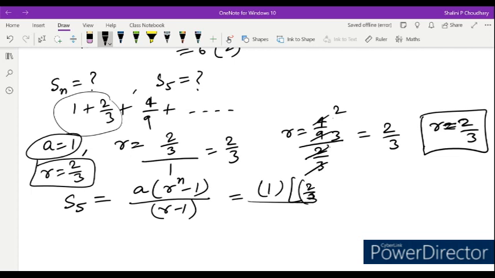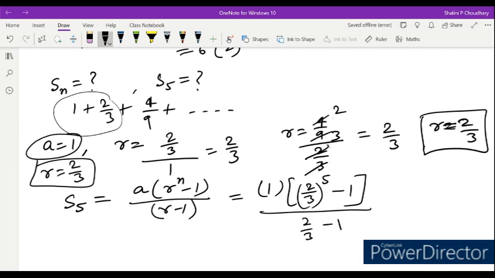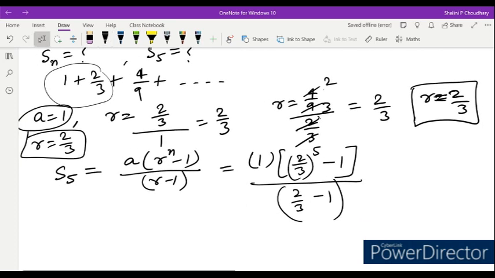So 2 upon 3... okay, so this one, 2 upon 3 का power, that should be 5 minus 1 divided by 2 upon 3 minus 1. Okay, so this will be equal to 2 upon 2 का power 5, 2 का power 5 and 1 का power 5. This is actually when this ratio is lesser than 1, that time what will the value, we can write like this: 1 minus (2 upon 3) to the power 5 divided by 1 minus 2 upon 3.